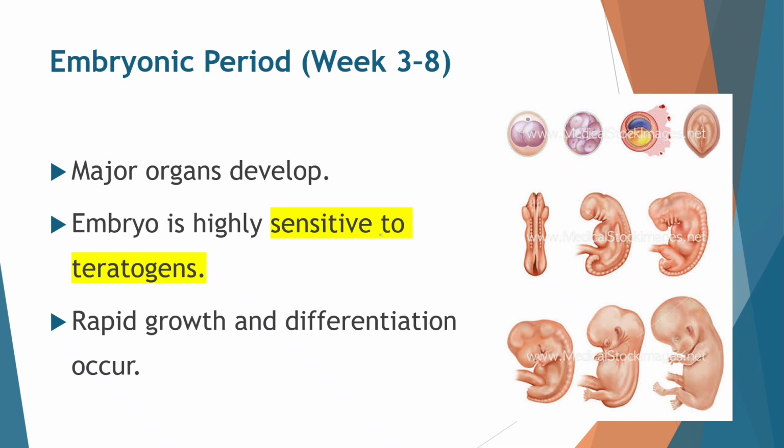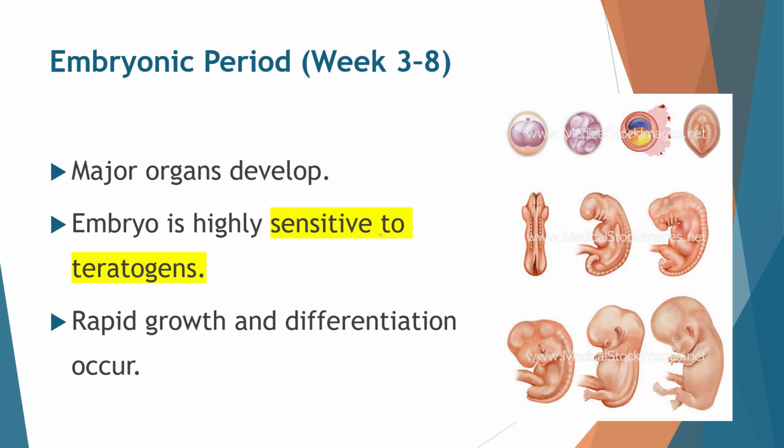organ formation. The last point is rapid growth and differentiation. During the embryonic period, the embryo not only grows quickly in size, but also undergoes differentiation. Differentiation means that the cells become specialized to perform different functions. For example, some cells develop into heart cells, some become nerve cells, some form muscles, while others develop into bones and skin. This specialization is essential because each organ needs different types of cells to function properly.